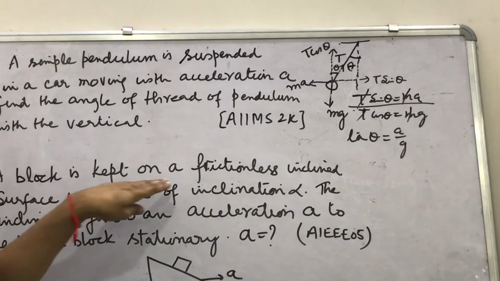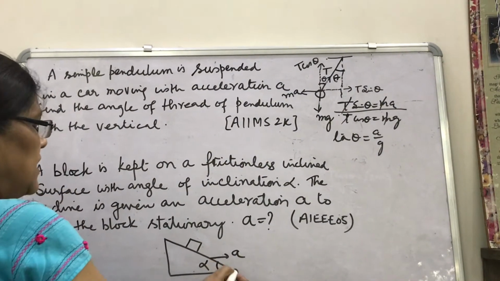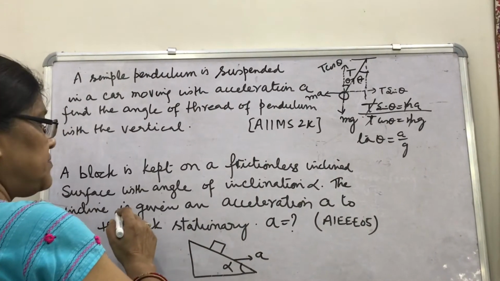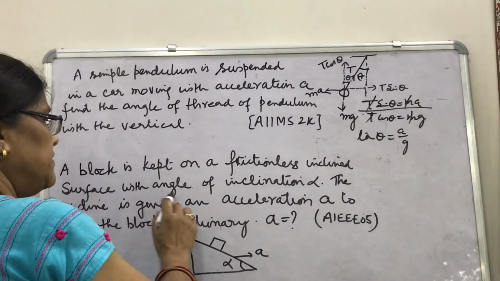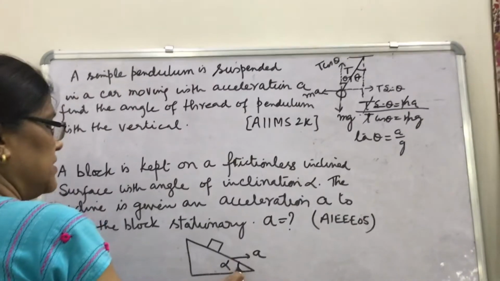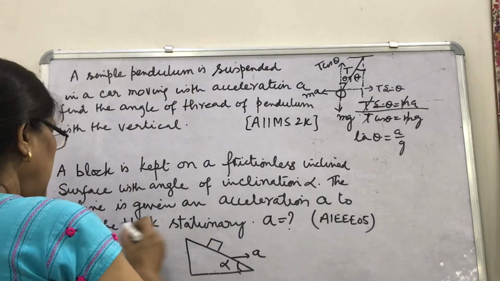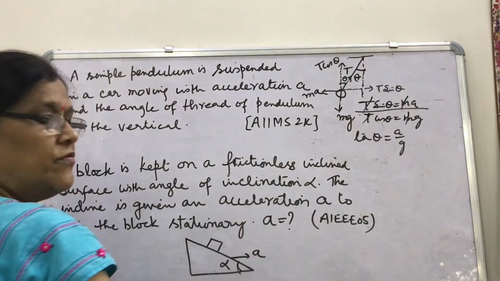A block is kept on a frictionless incline. This is the frictionless incline on which one block is placed. A block is kept on a frictionless inclined surface with an angle of inclination alpha. The incline is given an acceleration a to keep the block stationary. What will be the value of a?